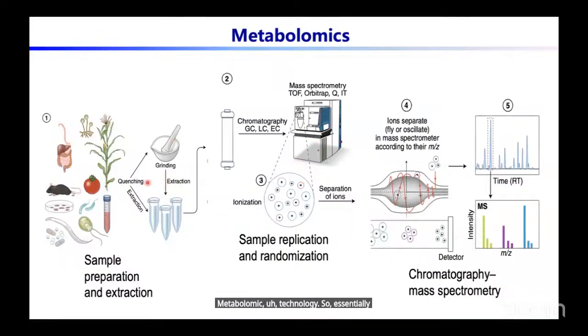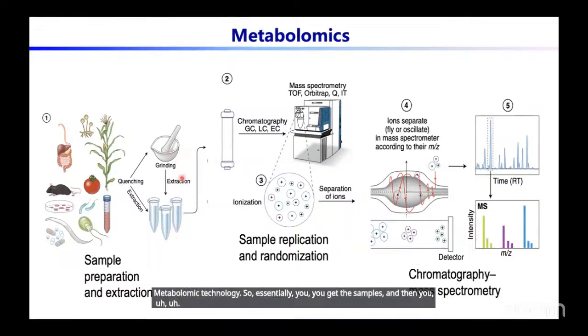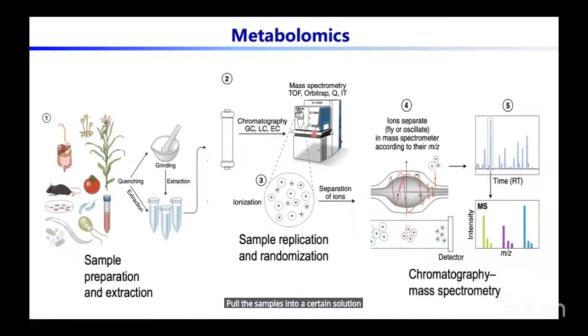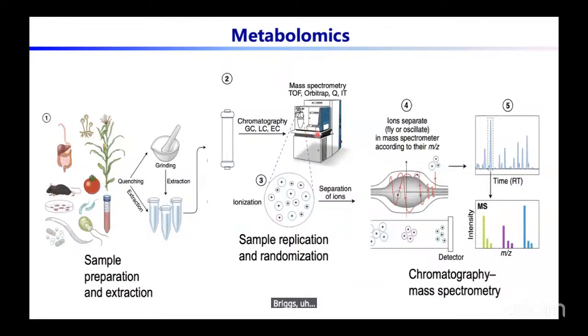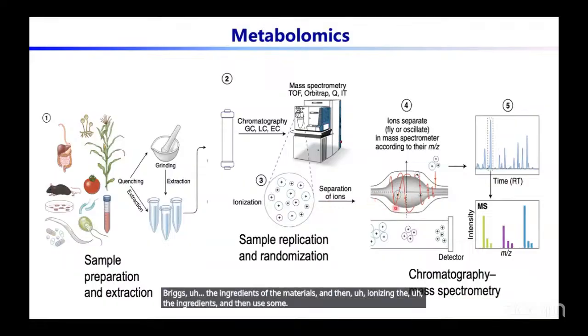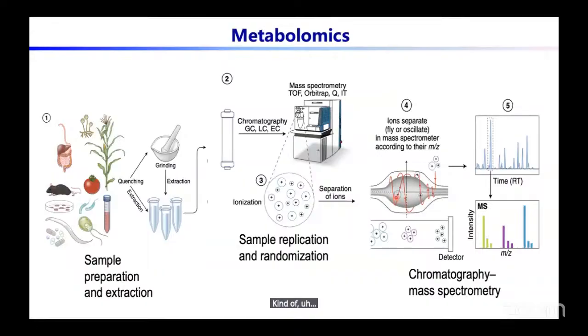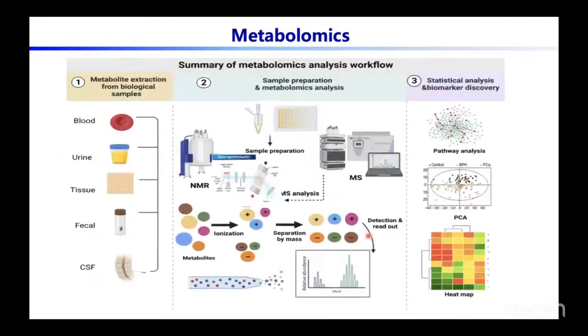technology. So essentially, you gather the samples, and then you put the samples into a certain solution, and then you use this kind of machinery. This machinery actually breaks the ingredients of the materials, and then ionizes the ingredients, and then essentially based on the electric field, you put them into a beam in the electric field, so that the ions can actually move at a different speed, and then become separated for the analysis of the ingredients. So that's the typical approach.